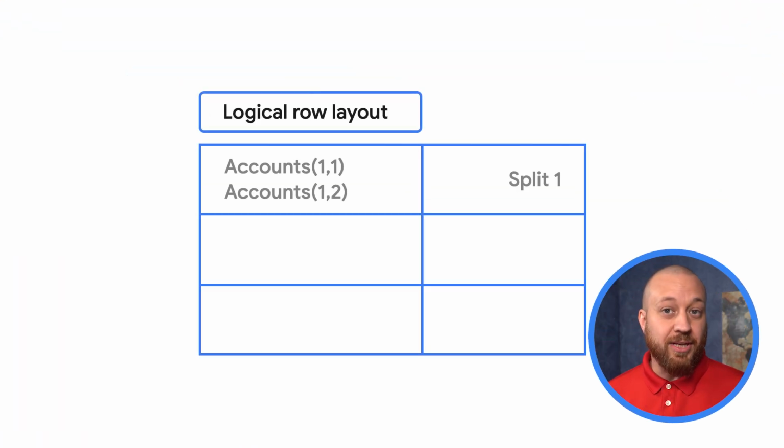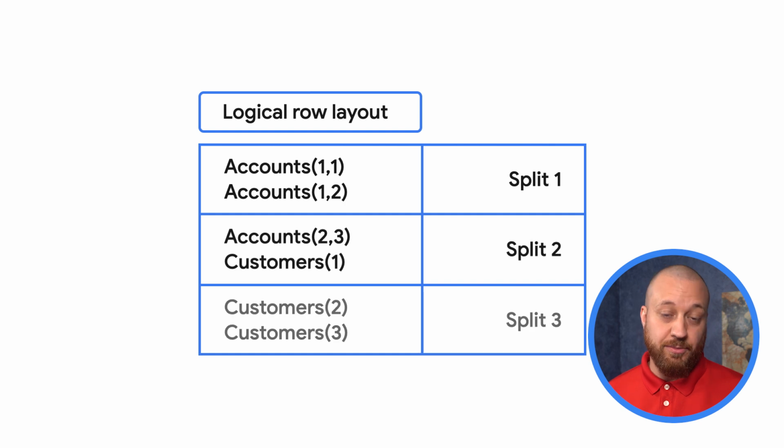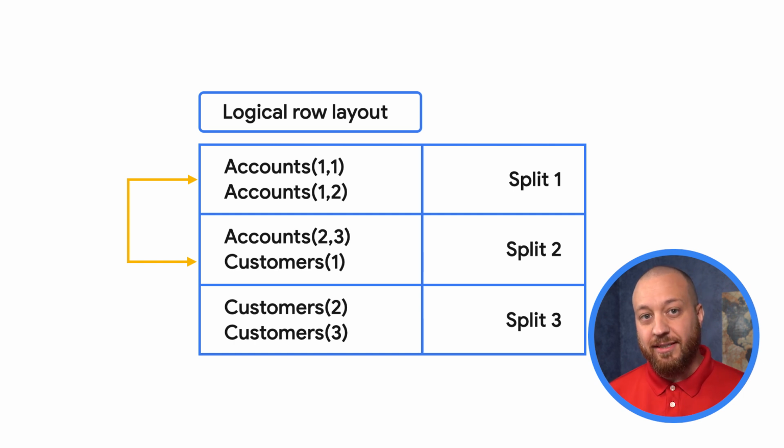Splits also have implications for related data in other tables. In my app, a customer can have multiple accounts. The account's data could end up in a different split than the customer it belongs to. If I have a query to get a customer and their accounts, Spanner will have to get data from multiple splits. This increases request latency, especially if the splits are processed by different servers.